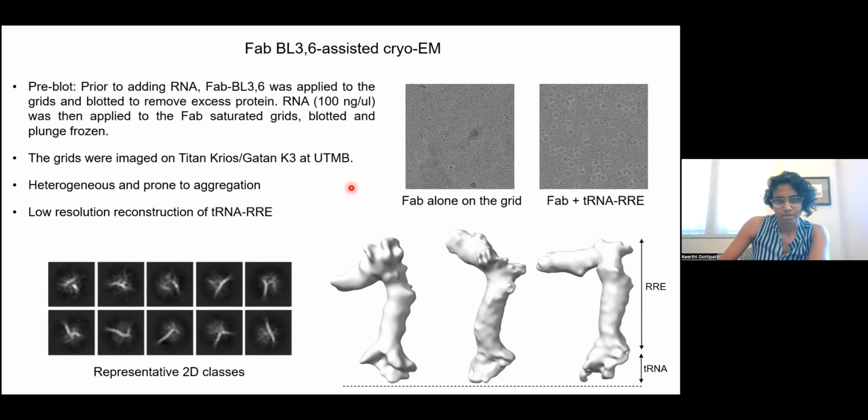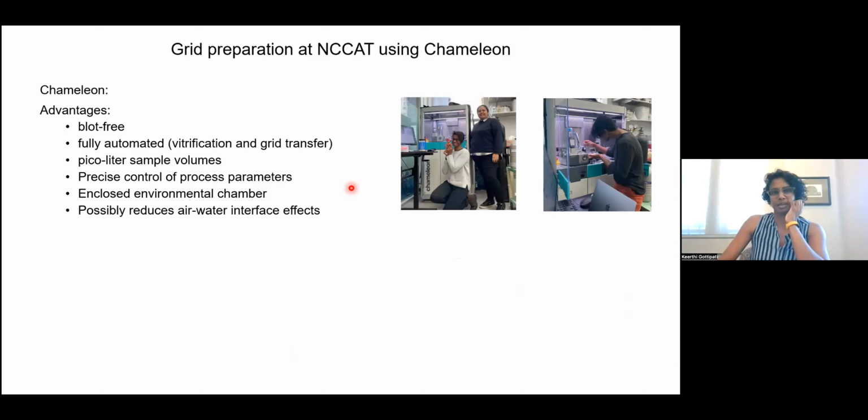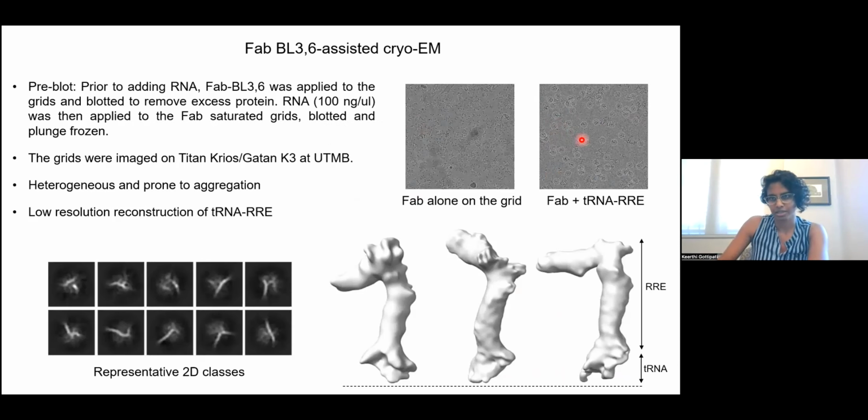This was also when we started working with NCCAT, because we still didn't have a very uniform distribution of the sample on the ice, and we were not able to go any further, and the amount of sample that was sticking to the grid was also pretty low.